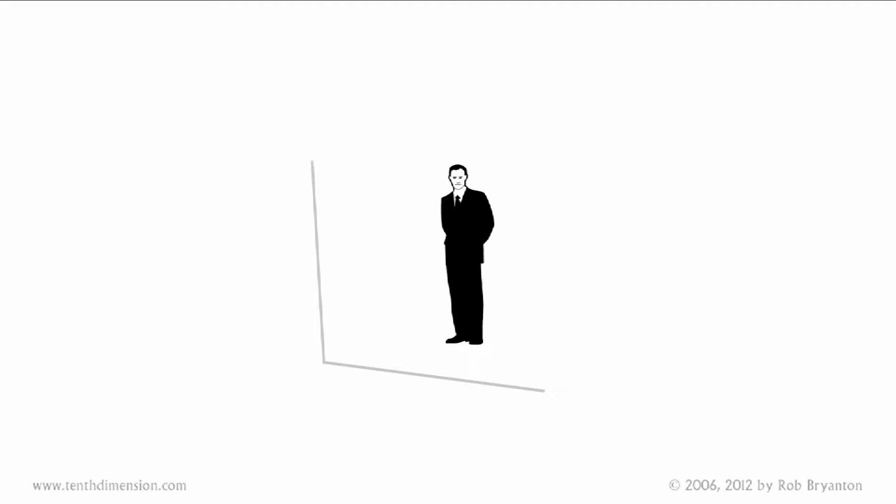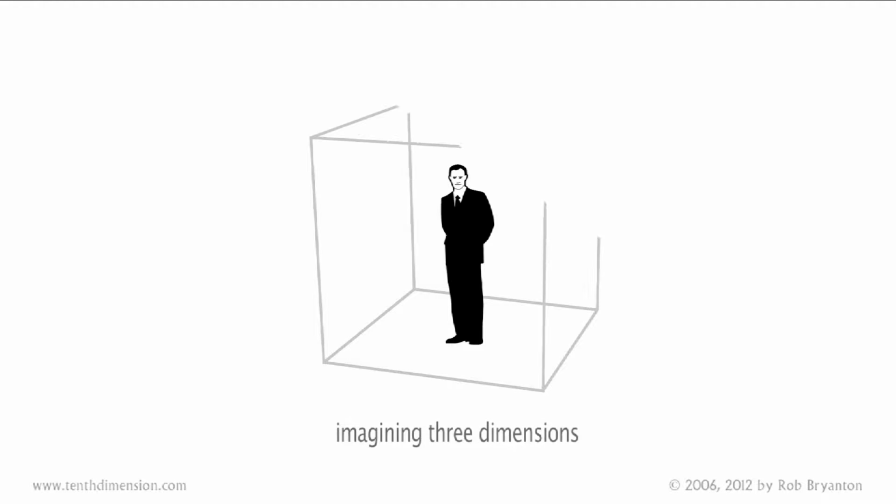Now let's move to the third dimension. This should be the easiest for us because every moment of our lives, that's what we're in. A three-dimensional object has length, width, and depth. But here's another way to describe the third dimension.